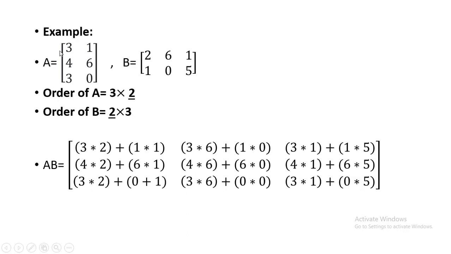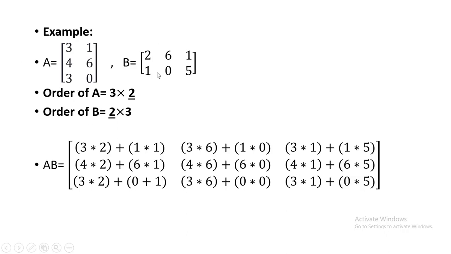Now how does it come about? First row, first column; first row, second column; first row, third column: 3 multiplied by 2 plus 1 multiplied by 1, 3 multiplied by 6 plus 1 multiplied by 0, 3 multiplied by 1 plus 1 multiplied by 5. Then we are talking about the second row: 4 multiplied by 2 plus 6 multiplied by 1, 4 multiplied by 6 plus 6 multiplied by 0, 4 multiplied by 1 plus 6 multiplied by 5. You can see it here.